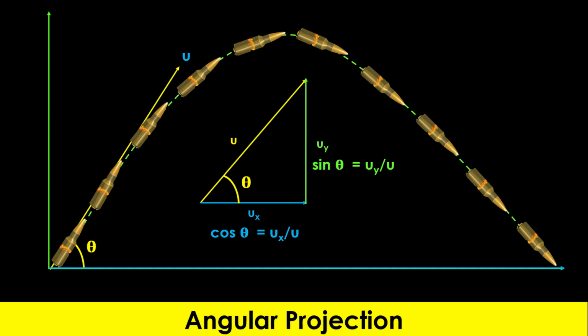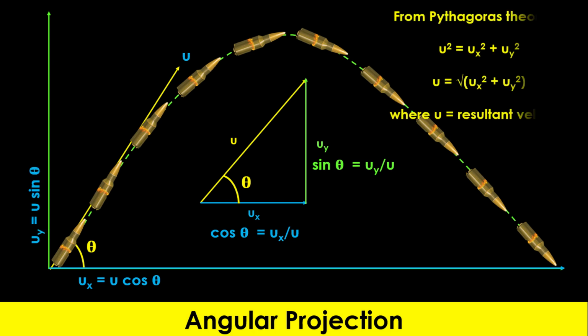horizontal motion. Therefore, from our knowledge of resolution of vectors, the velocity u of the body will be resolved into two components: the horizontal component u cos theta and the vertical component u sin theta, and the resultant velocity will be the square root of ux squared plus uy squared.